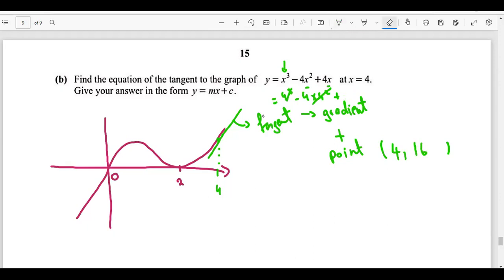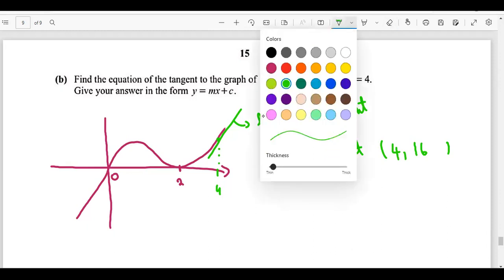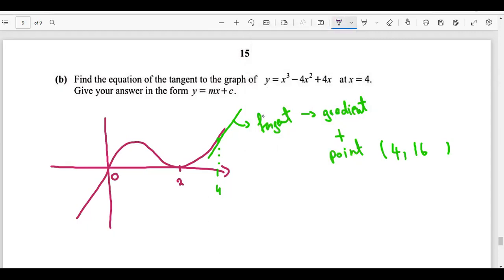But what about the gradient? How do I find the gradient of the tangent line? Can anyone tell me? We take the first derivative and substitute 4. Very well done. Excellent. You need to take the derivative. Turhan, do you know how to take derivatives? Yes, ma'am. Okay, very well done. Excellent. So let's do it together.